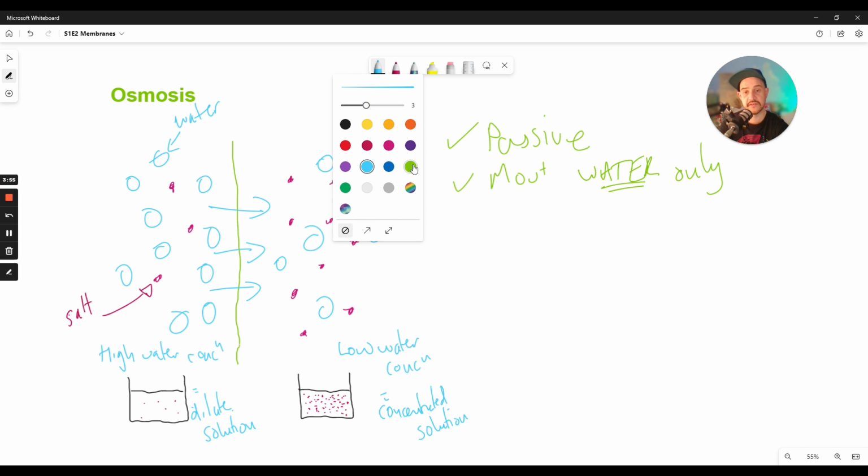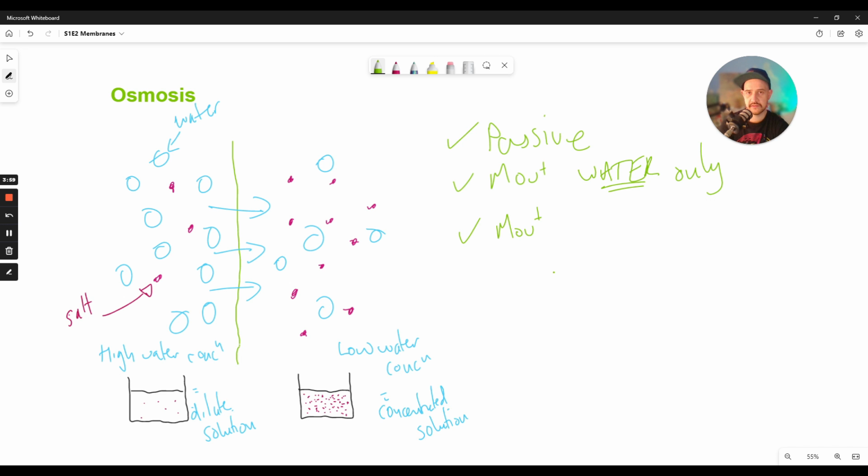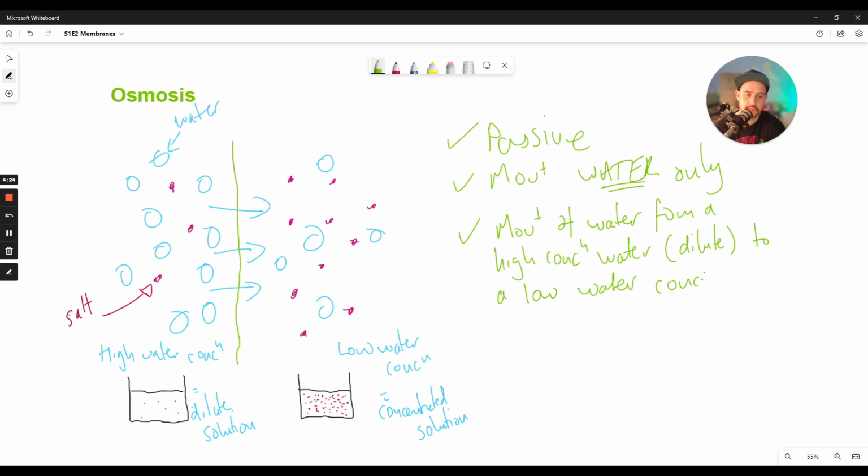So let's make a note of that. I'm just going to write shorthand here. It's the movement of water from a high concentration of water, we call that a dilute solution, to a low water concentration, down a concentration gradient.